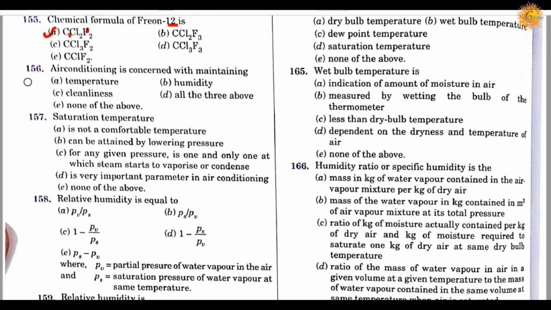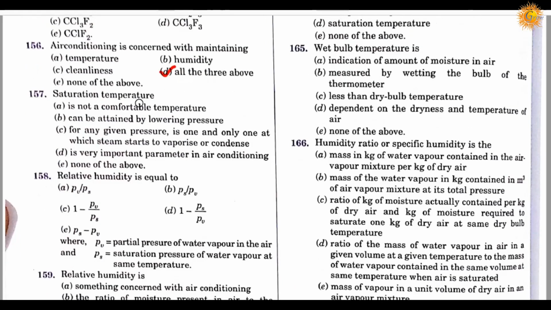Question number 156, air conditioning is concerned with maintaining option A temperature, option B humidity, option C cleanliness, option D all the three above, and option E none of the above. So the correct answer is D, all three: temperature, humidity and cleanliness of the air.